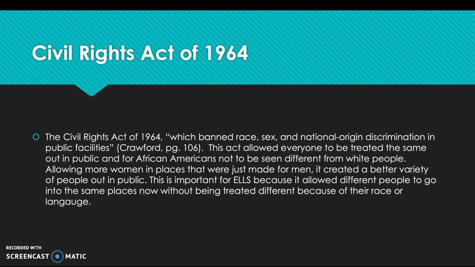It created a better variety of people out in public. This is also important for ELLs because it allowed different people to go into the same places now without being treated different because of their race or language that they do speak.